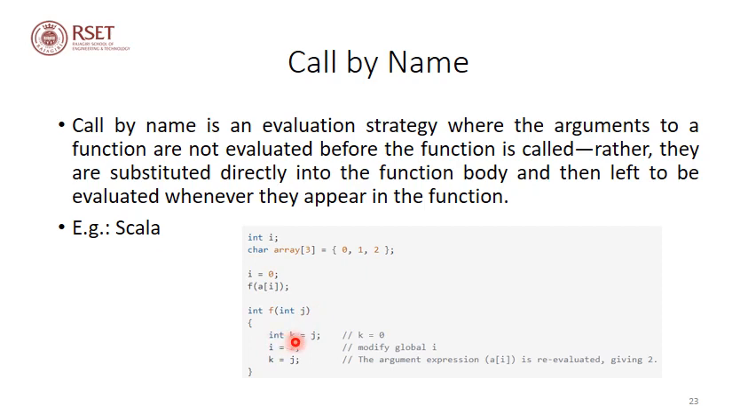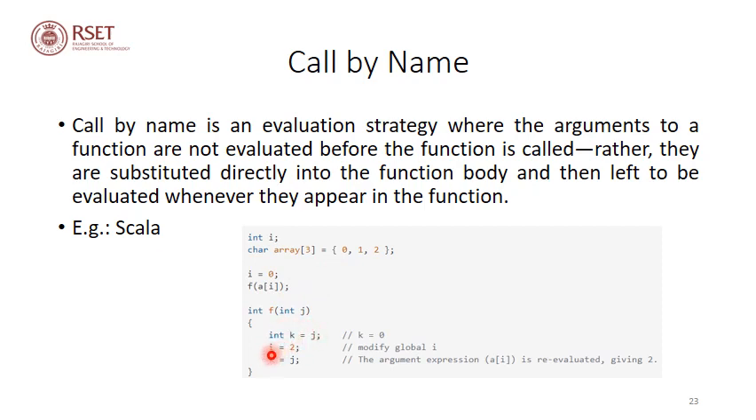We have a local variable k within this function f, and k is assigned the value of j. Whenever this argument appears within the function, it will be evaluated. So here, the value of j is 0 because a of 0 is 0, and the value 0 will be assigned to k.